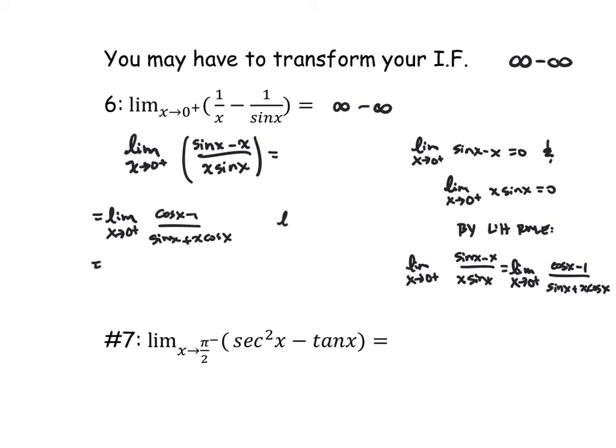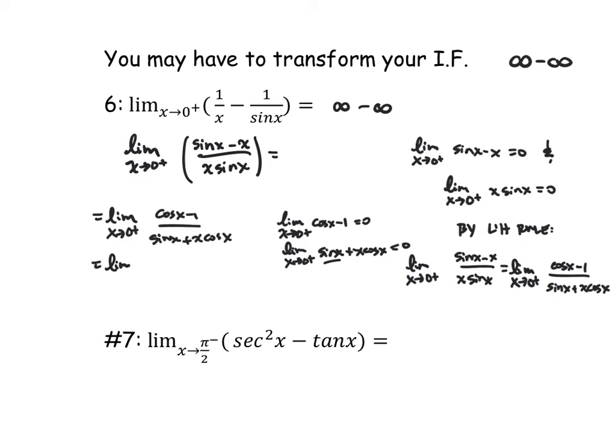So limit as x approaches 0 from the right of cosine of x minus 1. Well, that's going to equal 0. Limit as x approaches 0 from the right of sine x plus x cosine x. Well, that's going to equal 0 as well, right? I'd get 0 and 0 times 1, which is 0. So by L'Hopital's rule, now I'm not going to follow my same format, but you would need to.